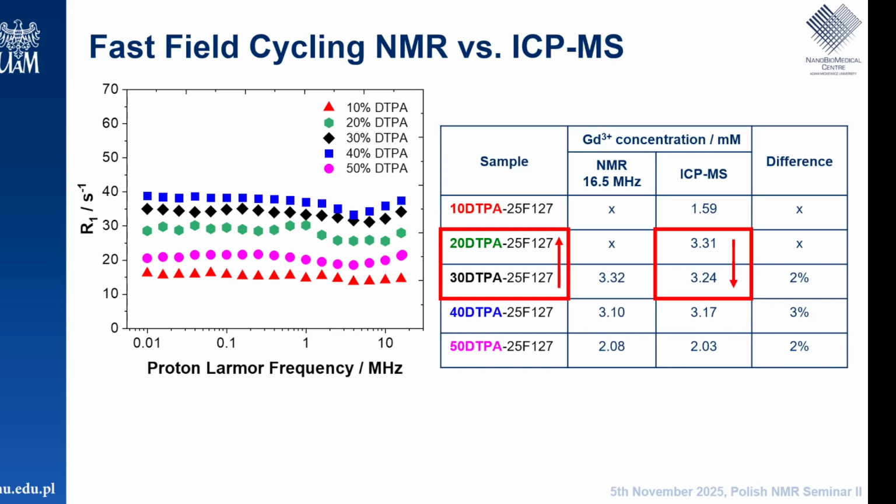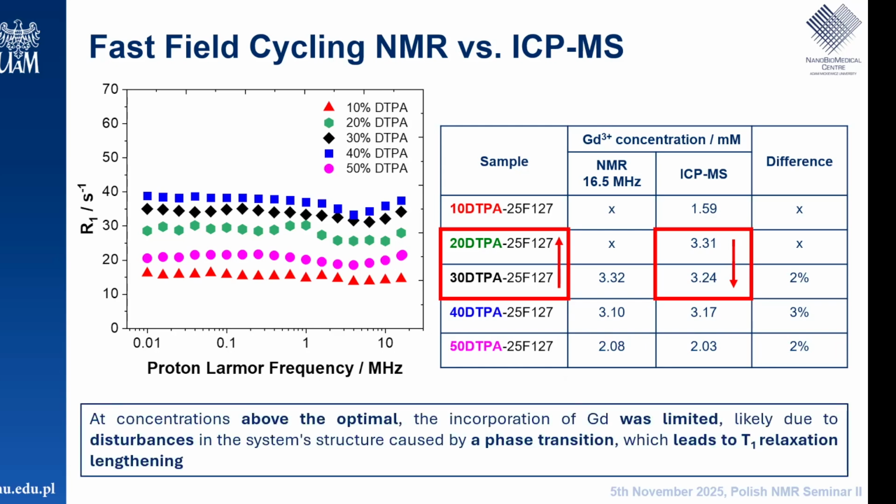Now we are working with the full NMRD profile with chosen samples, and we need to fit some theoretical models to know our system better. But now we can say that at concentrations above the optimal, the incorporation of gadolinium was limited. So likely these disturbances in the system structure lead to this T1 relaxation lengthening.